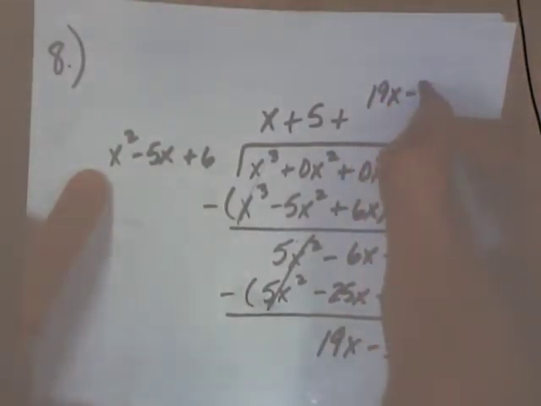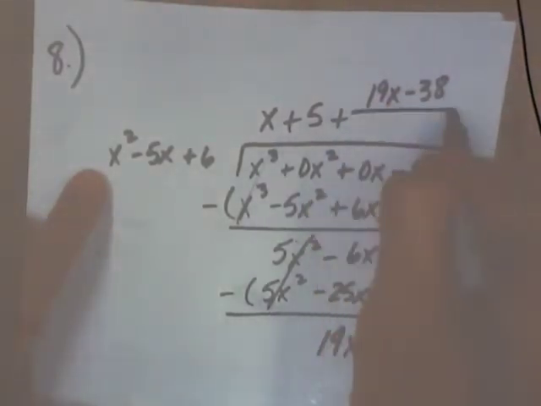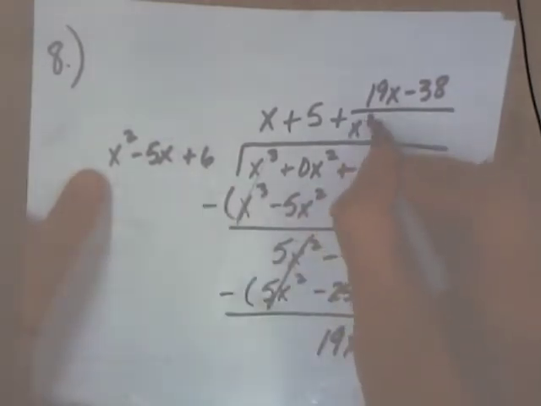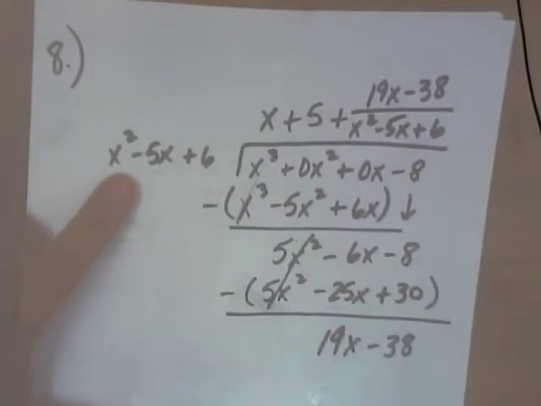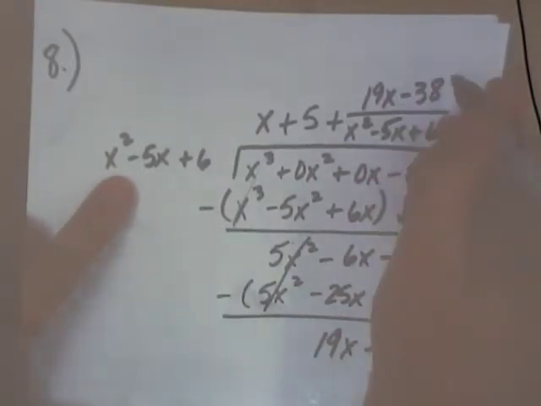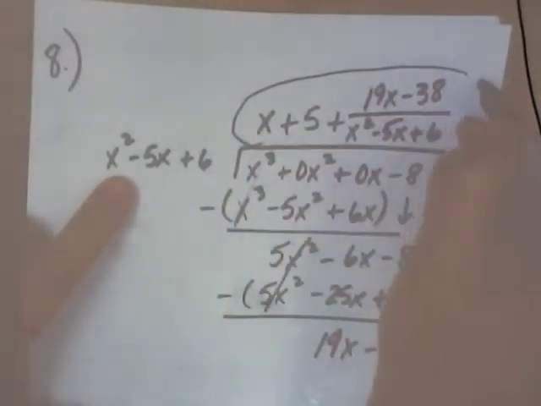So the remainder is 19x minus 38 over x squared minus 5x plus 6. This is the answer.